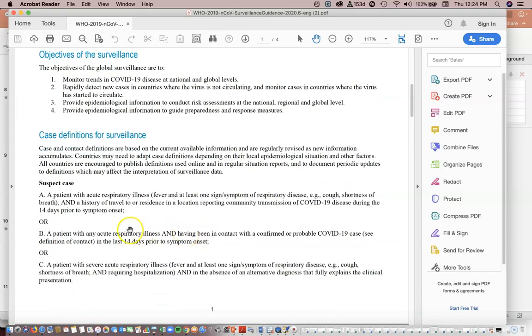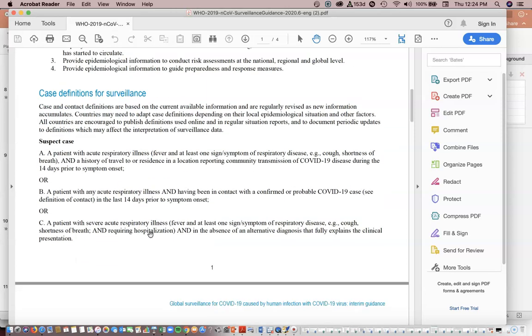And they've got that now, and they may be suspect. Also, if they've been in contact with a person that we know has had it, and they have any type of acute respiratory illness, even just a dry cough, they may not even have a fever, they could be deemed a suspect case.